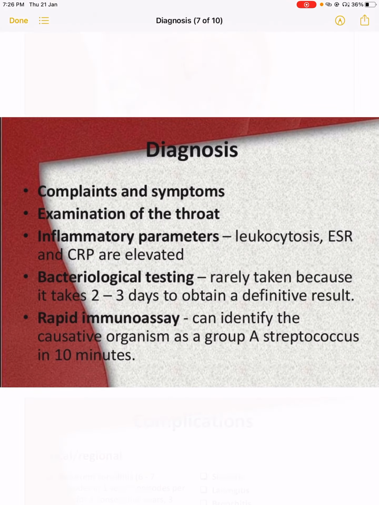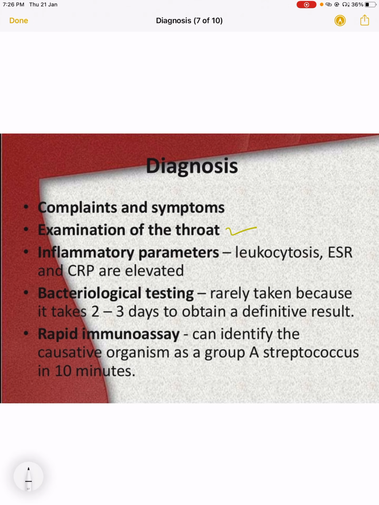Then we'll see how we diagnose a case of acute tonsillitis. First of all, we should know the complaints of the patient and the symptoms. I have already discussed the symptoms: pain, fevers and all, and jugulodigastric lymph node enlargement on examination. Then we should examine the throat. We should check the tonsil, we should press the tonsil. If pus comes out in case of recurrence, it is known as Irwin Moore sign.